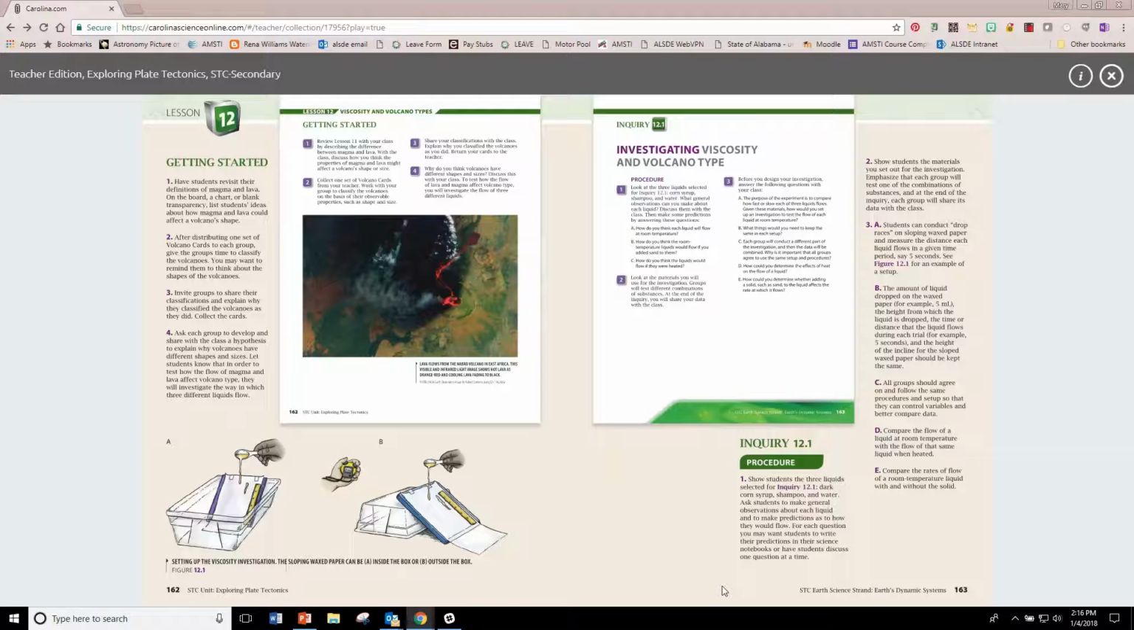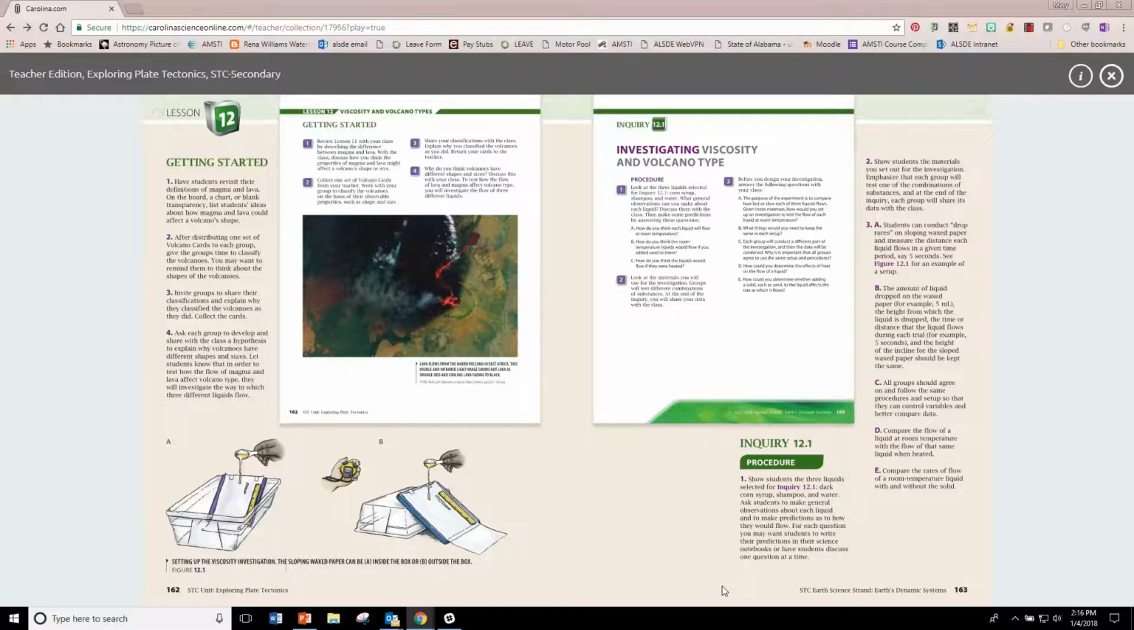And you'll want students to come up with their own procedure for this. However, in the end, you'll be comparing all of the groups' notes and data. So after students come up with their ideas for a procedure, you'll want to bring the class back together so that you come up with one class procedure to follow. And of course, you can use the book or have students come up with their own.